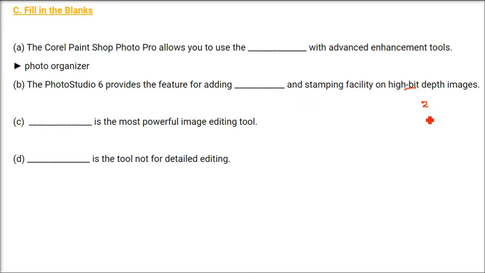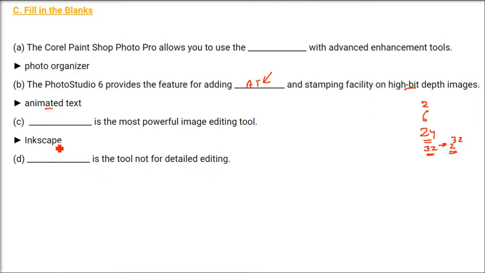High bit depth means we are not talking about 2 or 6 or 8. We're talking about more than that, right? But the 32, 24, like this strong depth image. That is 2 to the power 32 shades it can have. So this has animated text. So you can have an animated text stamping facility, and that too on high bit depth image.